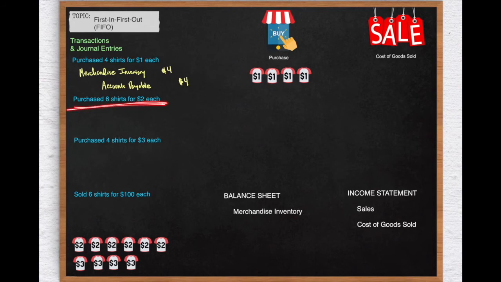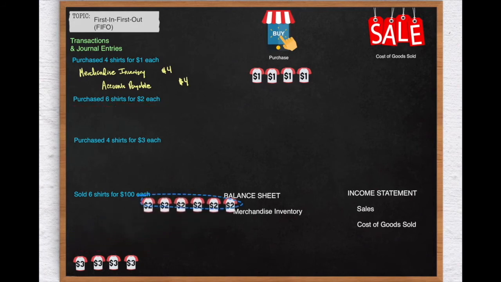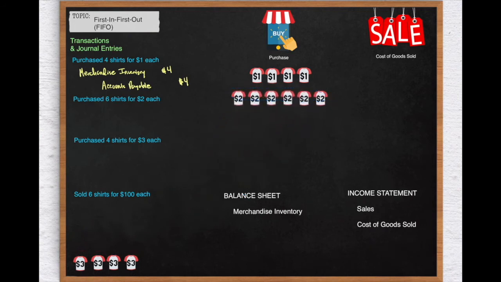Next, we're going to purchase some more. So we called up the supplier. We need more shirts for our inventory. This time we ordered 6 shirts. And remember the cost flow assumption where the supplier or vendor is consistently raising the price. This time around, they sold the shirts for $2 instead of $1.